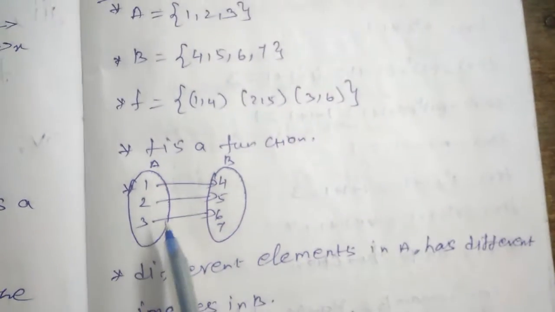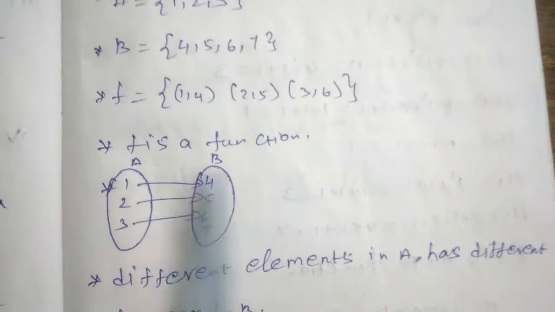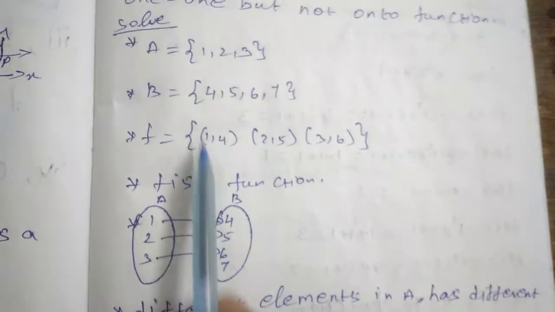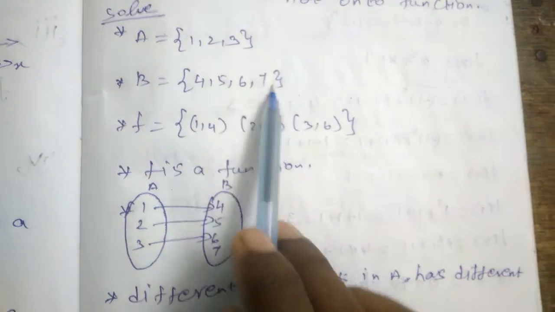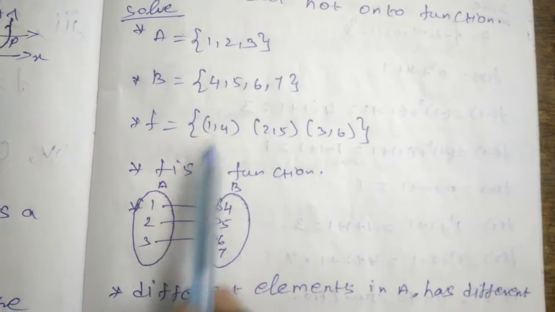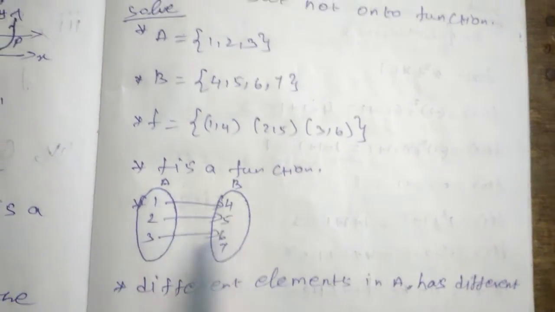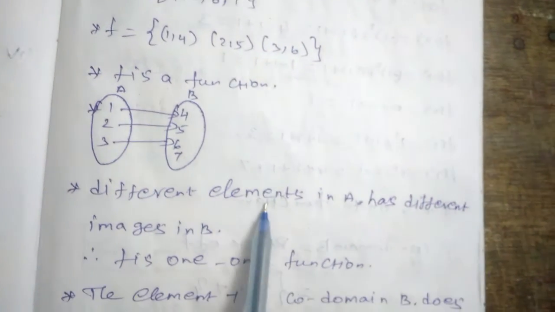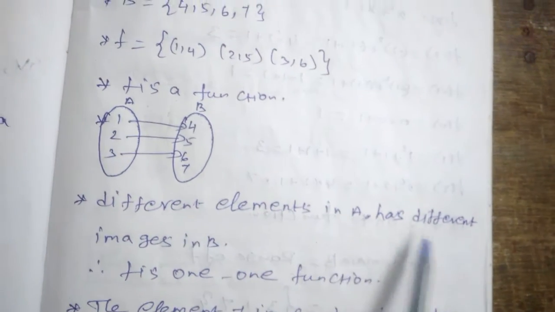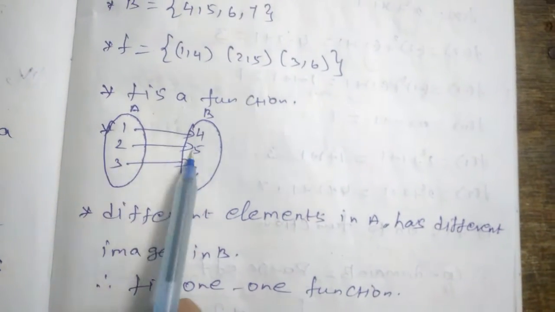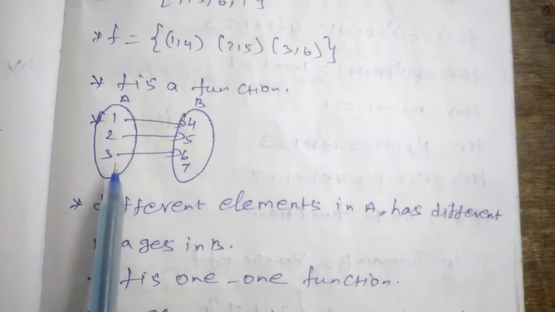We use the arrow diagram for A and B. A is 1, 2, 3 and B is equal to 4, 5, 6, 7. Now the mapping: 1 to 4, 2 to 5 and 3 to 6. So different elements in A have different images in B. So it is a one-to-one function.